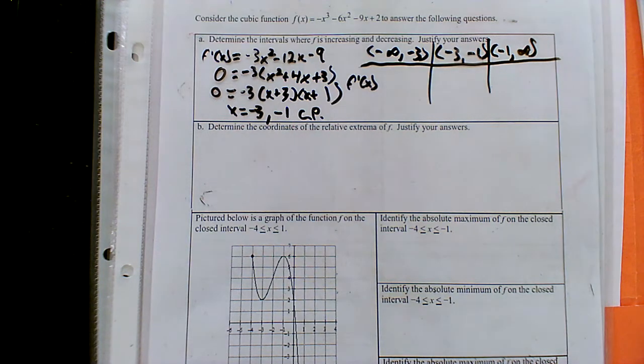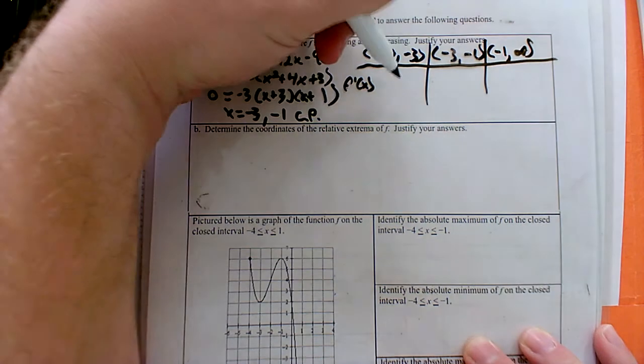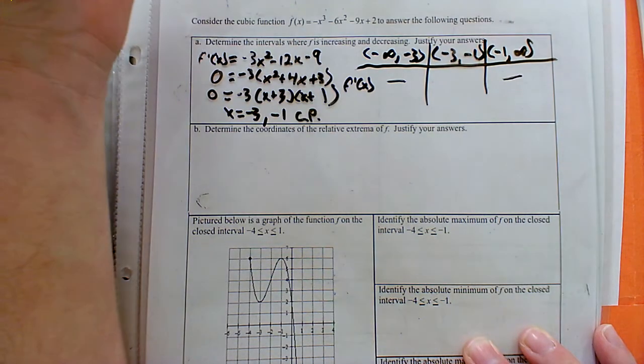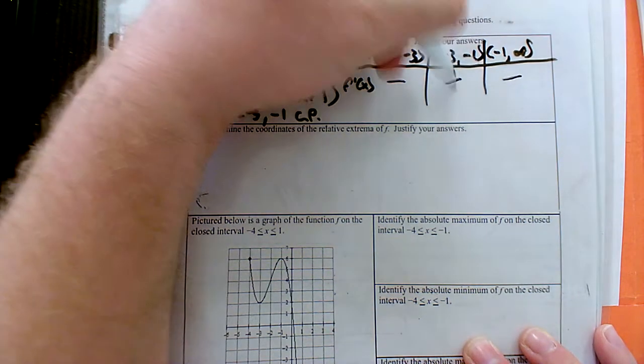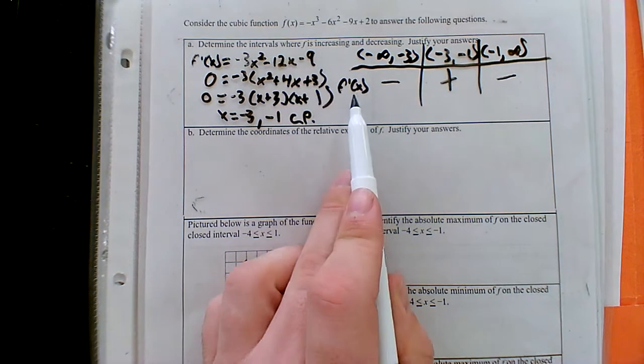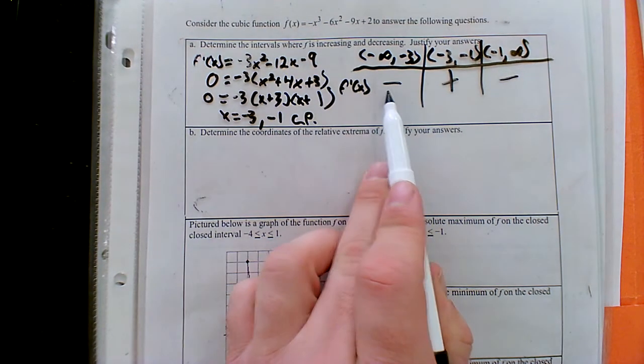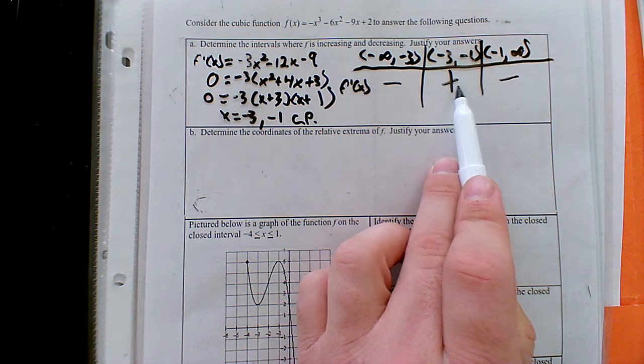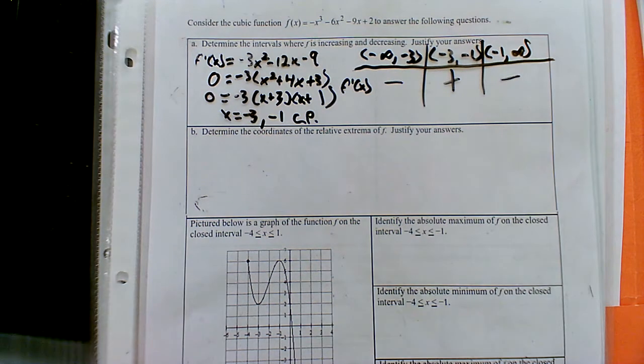All right, so did anybody determine when it's positive, when it's negative? Dan? It's decreasing on negative infinity, comma negative 3, and negative 1, comma infinity as f prime of x is less than 0. Okay. And it is increasing at negative 3, comma negative 1 as f prime of x is greater than 0. Okay, so in words of the table, the derivative is negative here, so the original is decreasing. The derivative is positive here, so the original is increasing. And the derivative is negative here, so the original is decreasing.